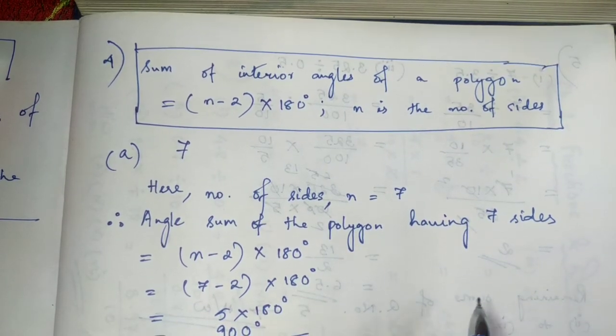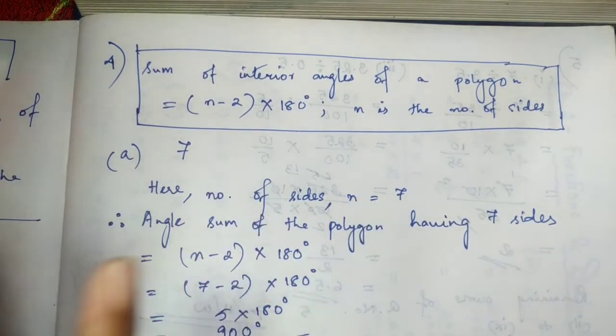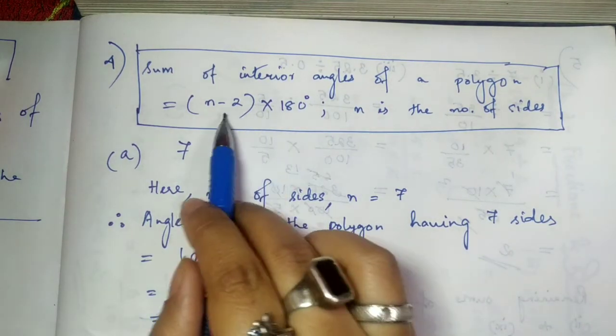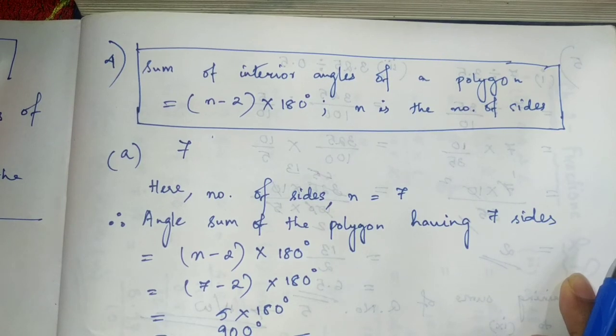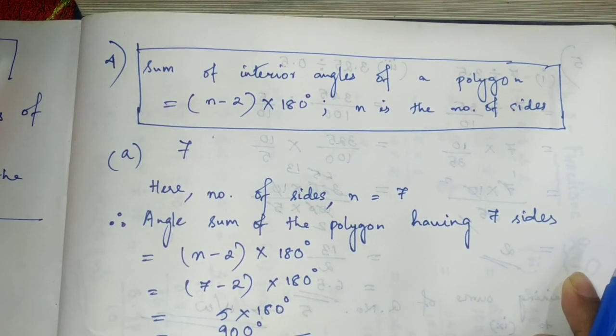So I hope this is helpful. You have got 2 formulas today, one to find the sum of the interior angles of a polygon, and one for the number of diagonals for a given polygon. So we'll continue with the rest of the exercise in our next video.